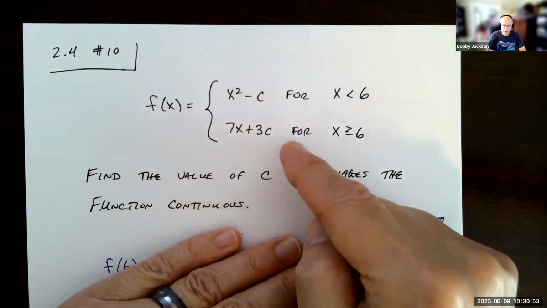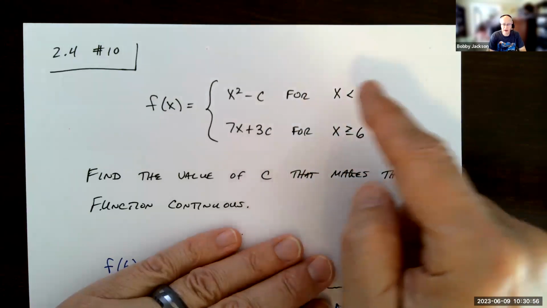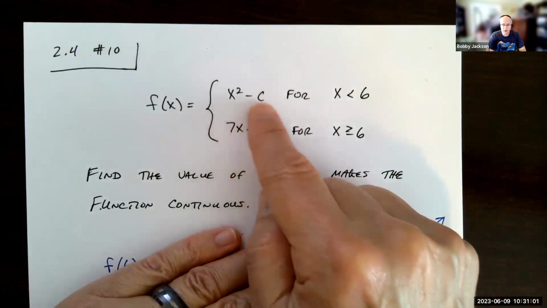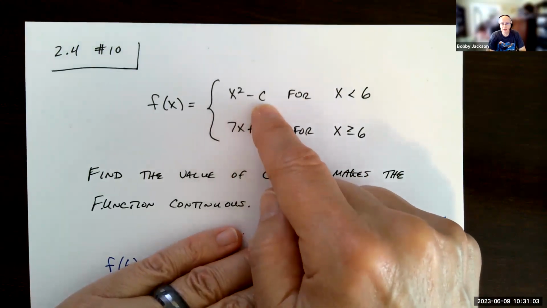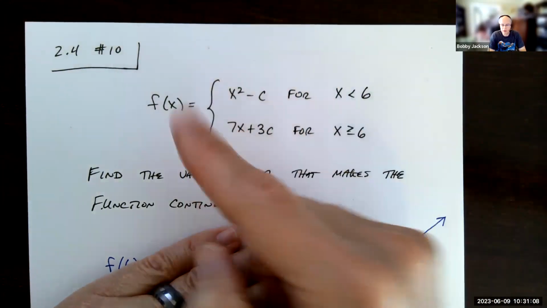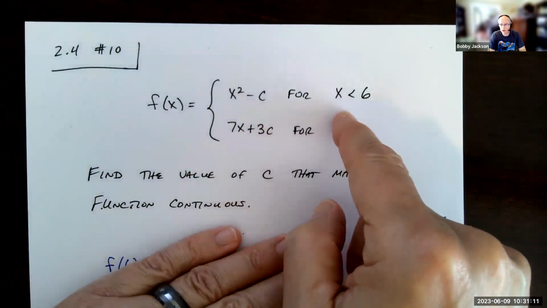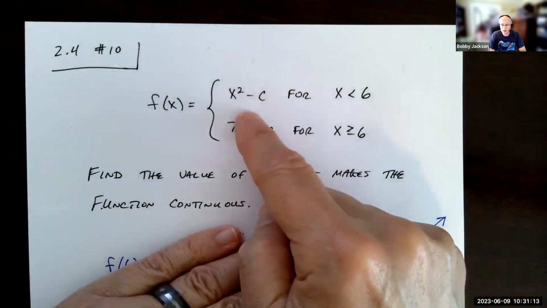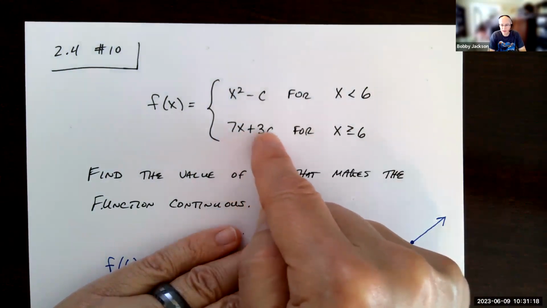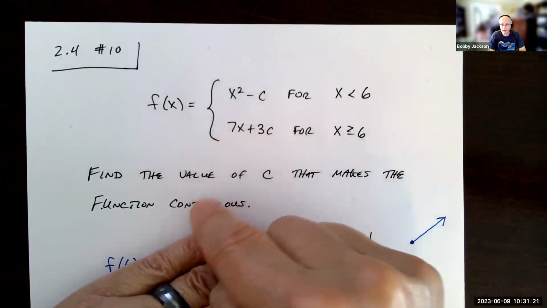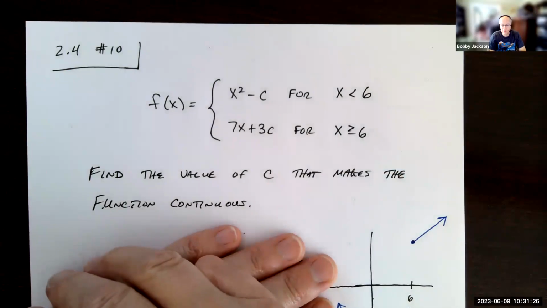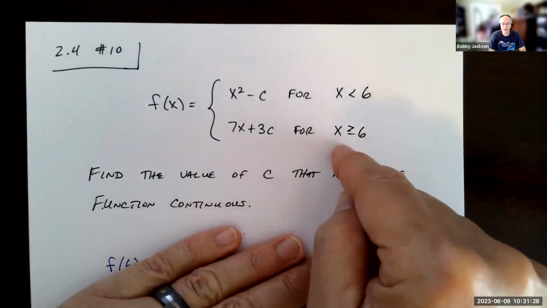Okay. So first of all, the function is clearly continuous for any value other than x equals 6, because for values less than 6, it's just x squared minus some constant, c, maybe c is 2, x squared minus 2. That's just the parabola shifted 2 units down. A parabola is continuous on its domain, certainly continuous for all values less than 6. For values greater than or equal to 6, it's just 7x plus 3 times whatever c is, just some constant. This is a linear function, a line of slope 7. So lines are continuous everywhere in their domain, and certainly continuous for values greater than 6. So the question is right at 6, what's going on?